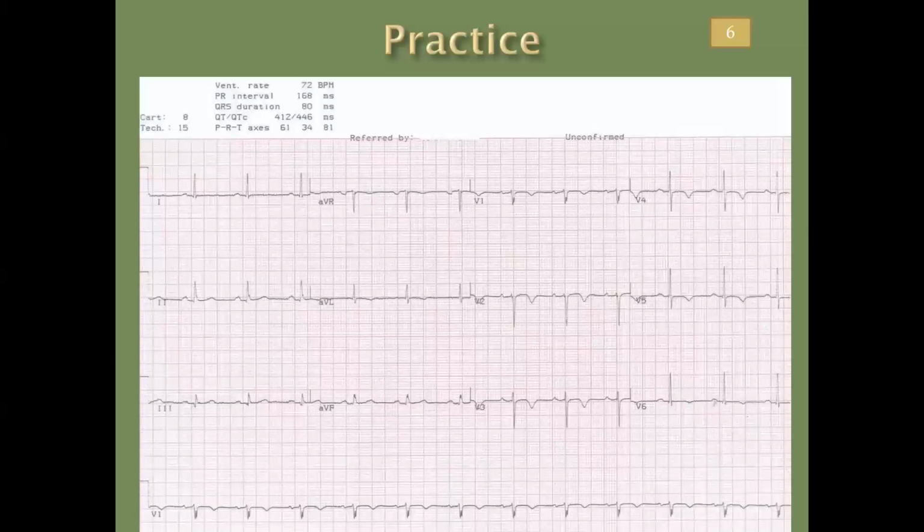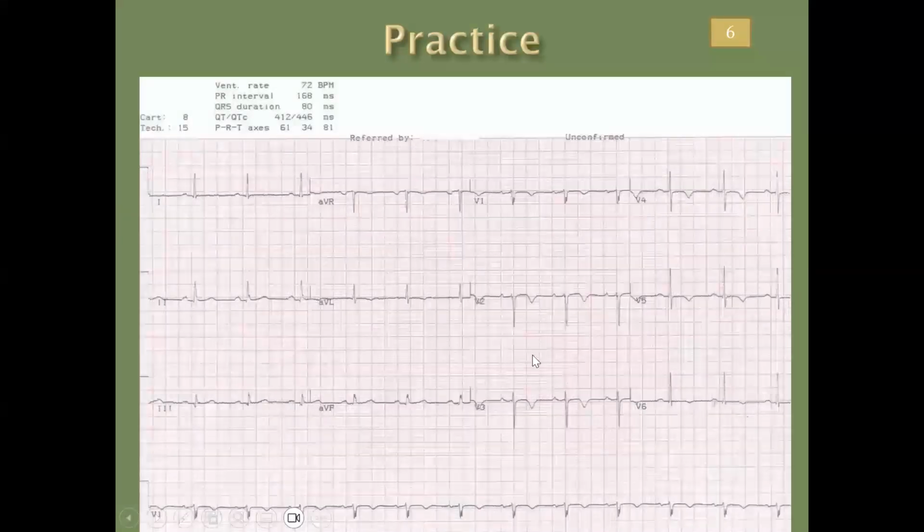And here, if you look over in your leads over here, you can see that you've got inverted T waves. And look at this, you've got transition here, but you've got these inverted T waves. So it may be that the patient has had some ischemia going on.